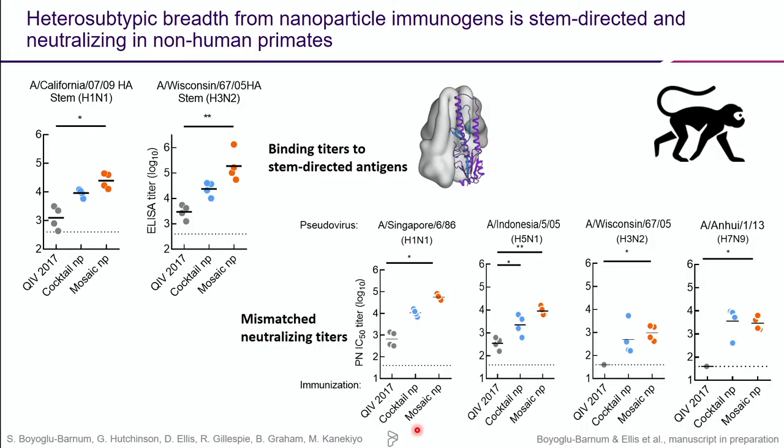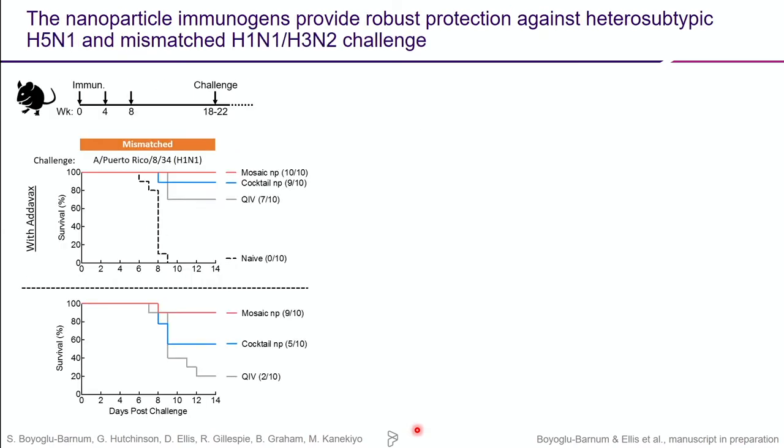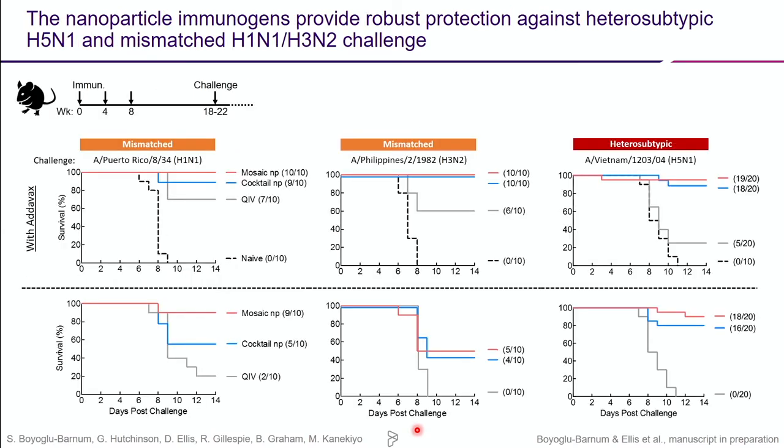And in the NHP study that we did, we're getting basically the same effect. So we've done studies in mice, ferrets, and non-human primates, and in all three species, we see this outperformance against heterosubtypic strains by the nanoparticle vaccines. And then finally, when we do protection studies, we see the same thing. Both nanoparticle groups outperform commercial vaccines.